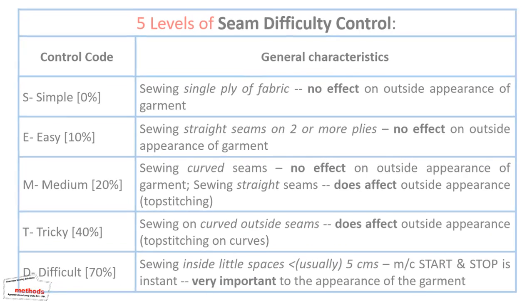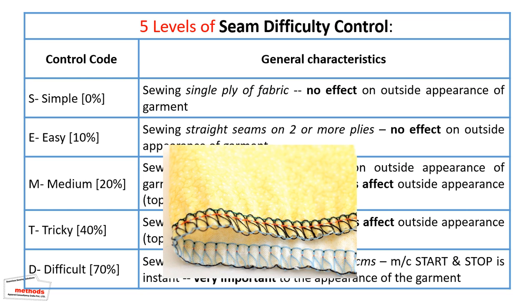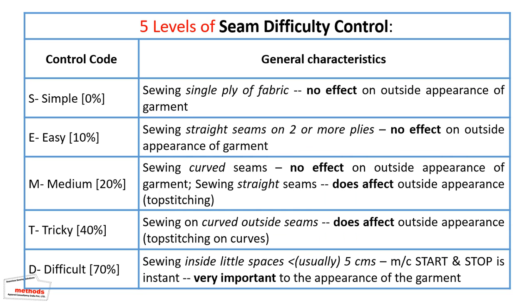The first difficulty level is simple, which is also denoted by a capital S. This is used while sewing single ply of fabric which does not affect the outside appearance of the garment in any manner. A very good example would be serging single ply. The next level is called easy, denoted by a capital E. This is used while sewing straight seams on two or more plies which do not affect the outside appearance of the garment. Like in case of attaching any seams, an example would be shoulder attach.